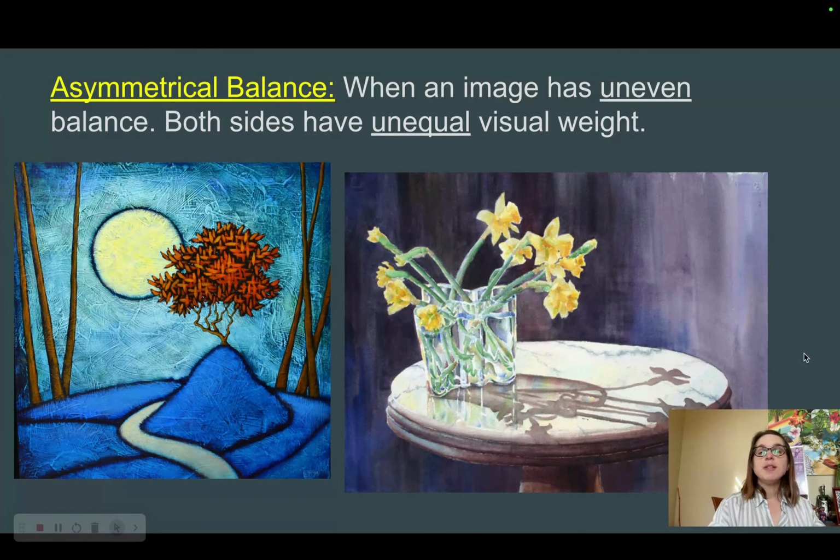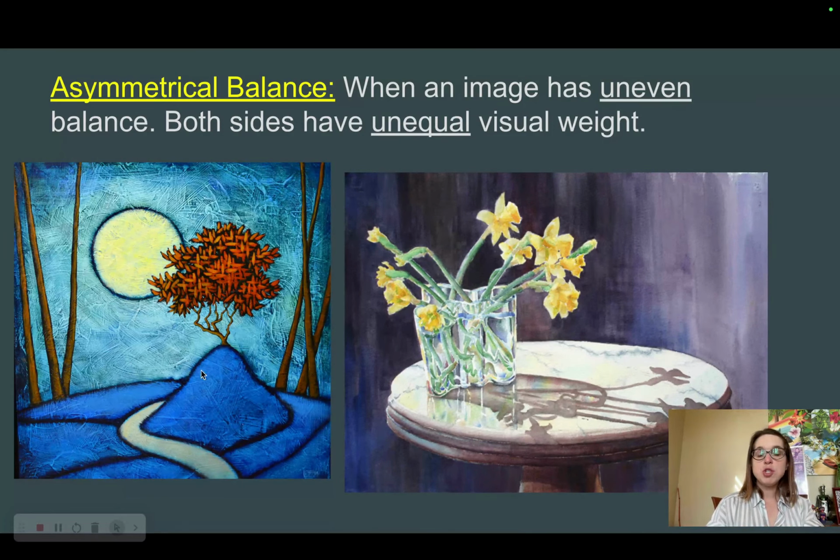Another type of balance is called asymmetrical balance. This is when an artwork has uneven balance. Both sides have unequal visual weight. One side of the artwork is visually heavier than the other. So in this painting here, the flowers are on the left side. That side appears more visually heavy versus the right side that is relatively empty.